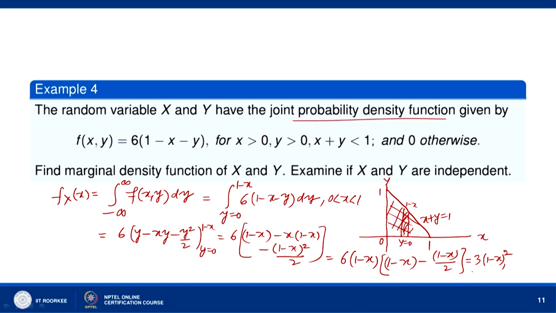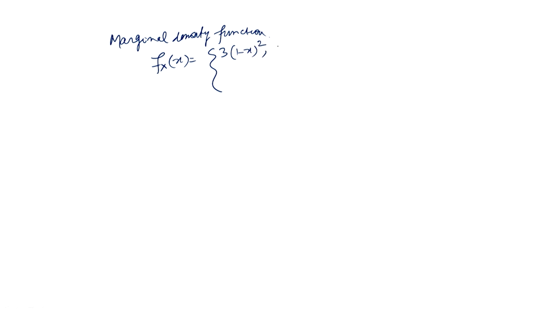So, this is the f_X(x), the value of f_X(x) when 0 is less than x less than 1. So, we can write the marginal density function here as f_X(x) equal to 3 times (1 minus x) whole square when 0 is less than x less than 1, and 0 otherwise.